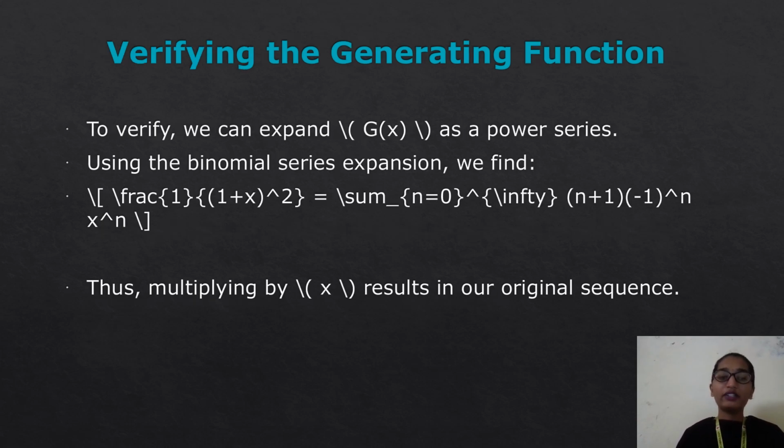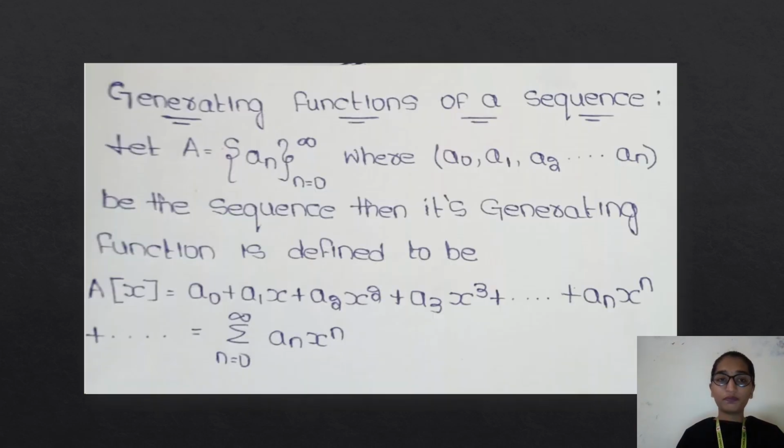Verifying the generating function. To verify, we can expand g(x) as a power series. Using the binomial series expansion, we find 1/(1 + x)^2 = sum from n = 0 to infinity of (n + 1)(-1)^n x^n. Thus, multiplying by x results in our original sequence.